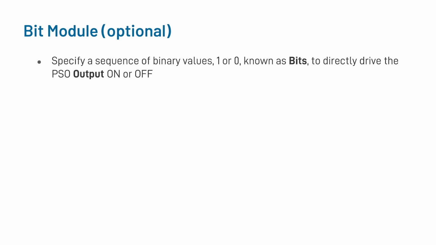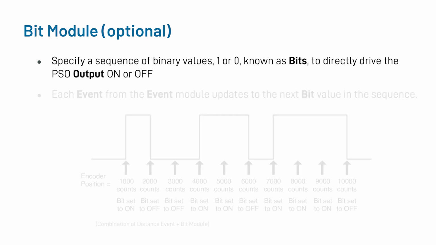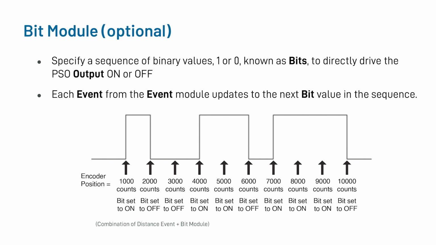This bit module allows you to specify a sequence of binary values, either 1 or 0, known as bits, to directly drive the PSO output module on or off at the corresponding events. At each subsequent event, the bit module then updates the next bit value stated in a sequence that you specify using AeroScript commands. This is what we're seeing in our example here.